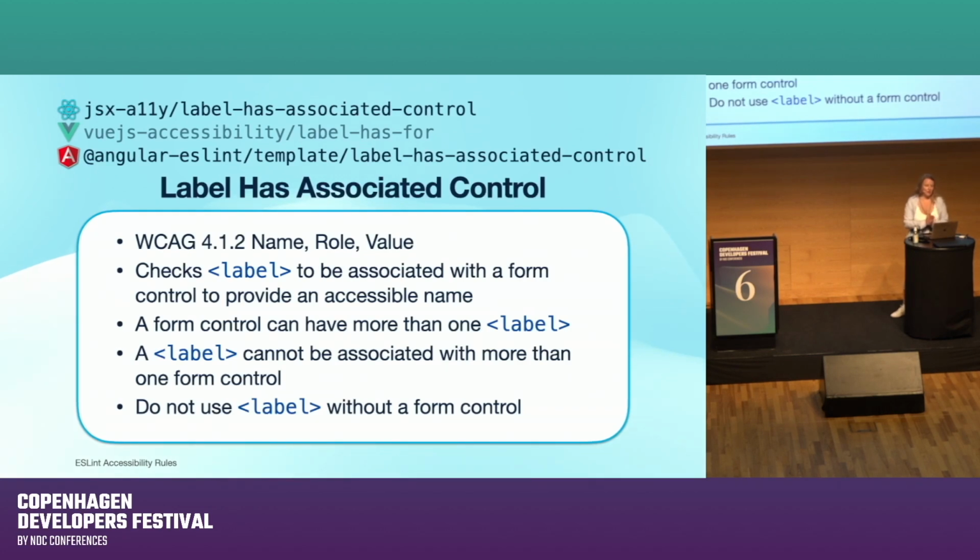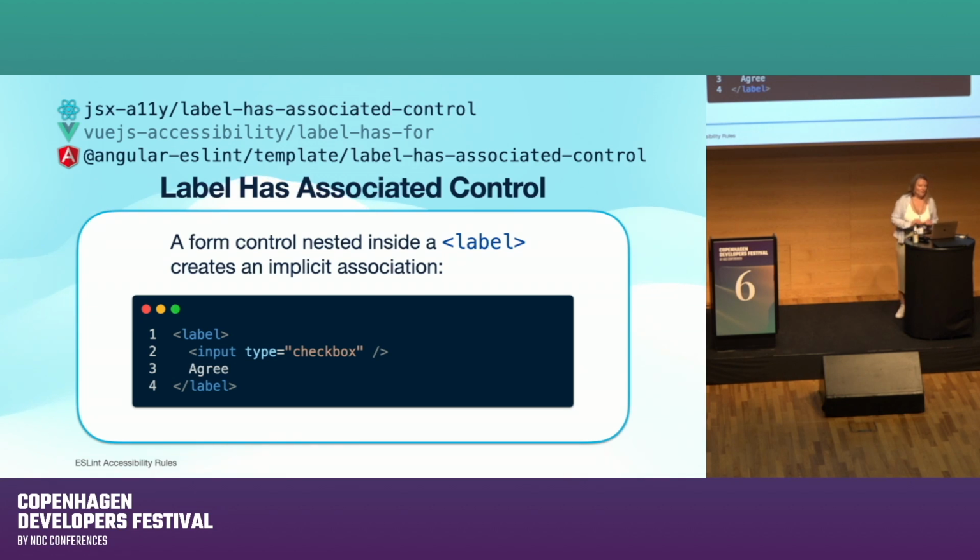The label-has-associated-control rule checks for labels to be associated with a form control and provide their accessible name. A form control may have more than one label, but a label can't be associated to more than one control. And you're not supposed to use labels as standalone elements without a form control. That's not their purpose. A form control nested inside a label, as we're showing here, creates an implicit association. This rule validates implicit associations by looking for a form control element inside the label. There's also a configuration option to support any custom form controls you might have.